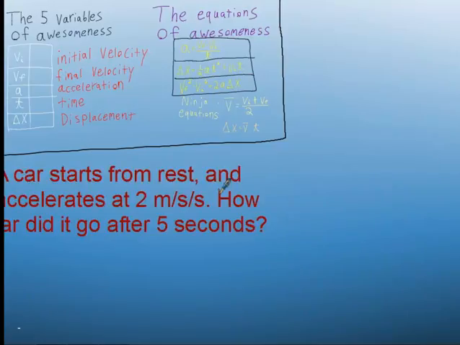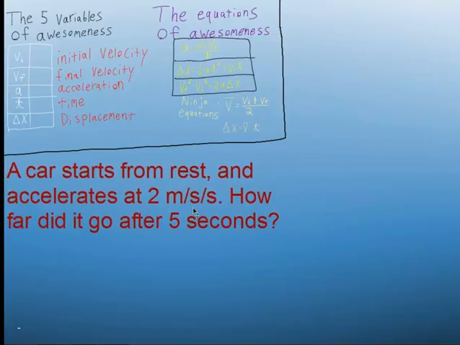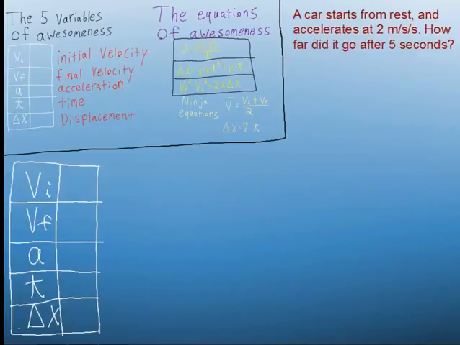So as a sample problem, we have a car that starts from rest and it accelerates at 2 meters per second per second. How far does it go after 5 seconds of accelerating? First, on a problem like this, we're setting up our variables of awesomeness. So I redrew the chart down here, and it's just a matter of filling in the values that the problem gave you. So just by reading the problem, I was able to figure out that the starting velocity was 0, acceleration was 2, time was 5, and we don't know these 2 values. That's what we're looking for.